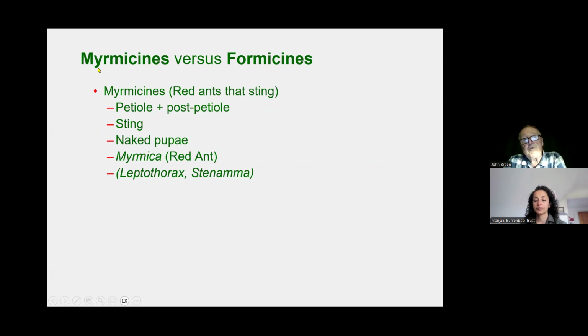And then we have two major groups, the myrmecines, I've been referring to them already, which are the red ants mainly, and the formicines. The red ants can sting. They've got the petiole and post-petiole. And if you look at the nest, when you lift a stone, they have naked pupae.